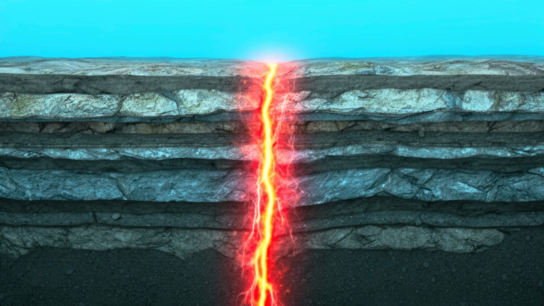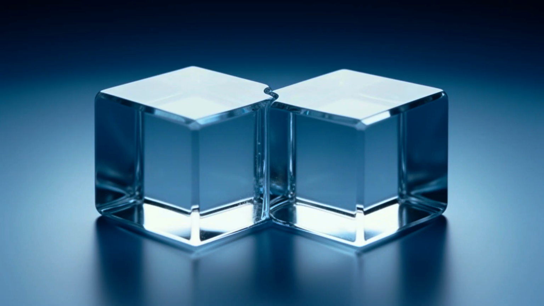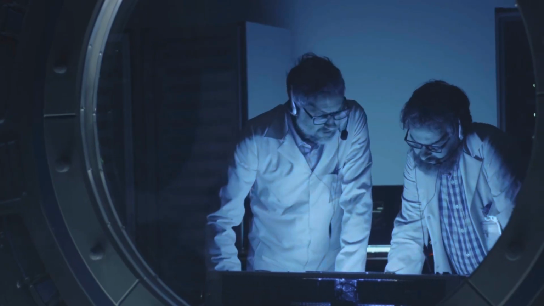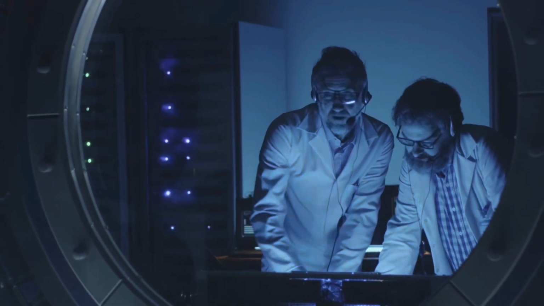Yet friction is not constant. It depends on factors such as the materials involved, the force pressing them together, and the presence of lubricants. Rough surfaces generally create more friction, but sometimes very smooth surfaces can stick strongly due to molecular attraction. The complexity of friction makes it an ongoing area of research in physics and engineering.